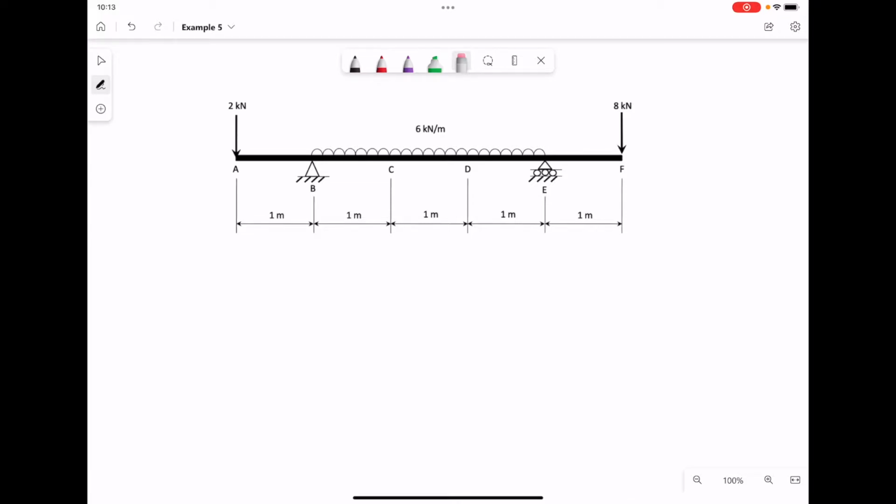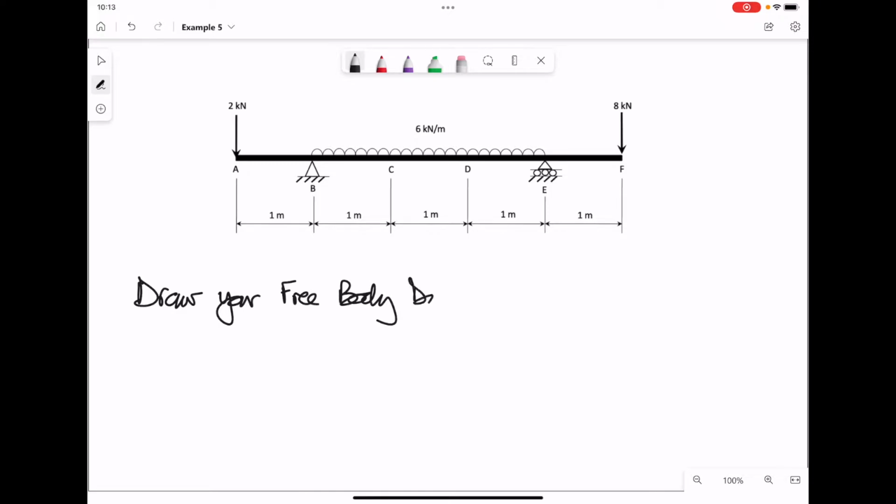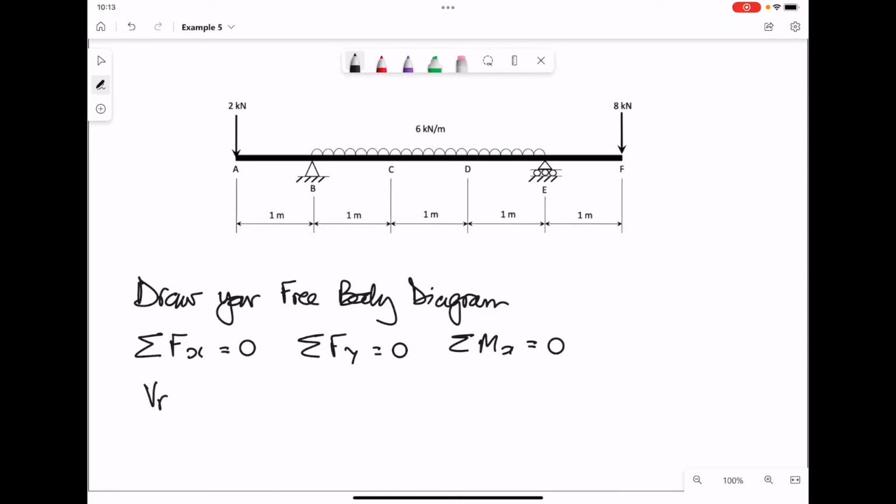In this example for a beam with 2 point loads and 1 UDL, first of all I'm going to show you how to draw your free body diagram, and then we're going to use the three basic equations for statics, essentially all the forces in the x direction, all the forces in the y direction, and the moments about any point must add up to give you 0, and we're going to use that to solve for the reaction forces, which in our case will be VB, HB and VE.